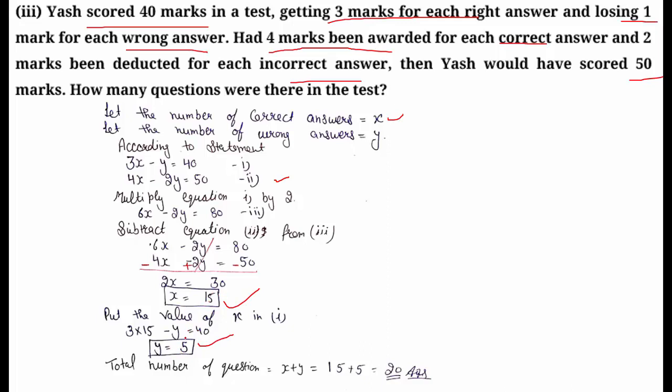Total number of questions will be correct answers plus wrong answers. Here it is not given how many questions he left. So we will assume that he attempted all the questions. If it were given that he didn't attempt 10 questions, then we would add 10 to the total number of questions. But in this statement there is nowhere mentioned the number of unattempted questions. So we will assume he attempted all the questions.